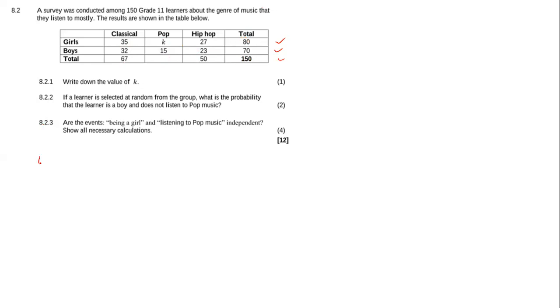To answer 8.2.1, we're going to say 35 plus K plus 27 will give us the total of girls, which is 80. Therefore, from this equation only, 35 plus 27 gives 62, and we say 80 subtract 62, we get 18. So that means our value of K will be 18, for 1 mark.